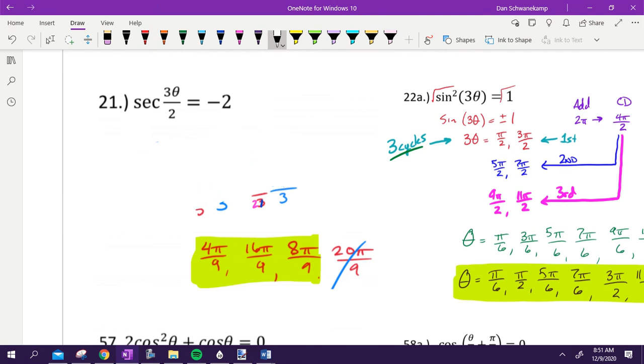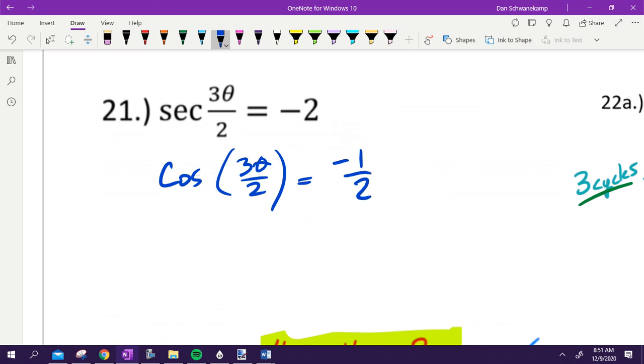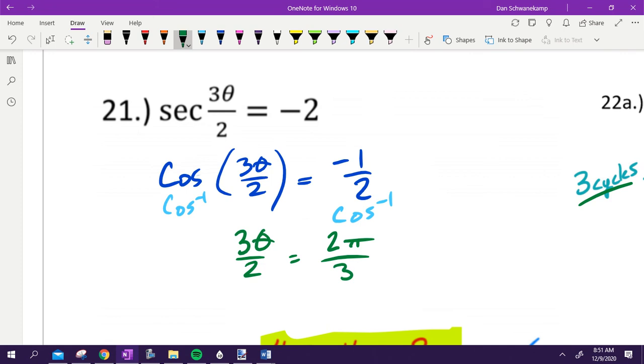So first thing we're going to do is we don't like secant. So if I don't like secant, I could rewrite this as cosine. It seems kind of strange, but when I do the reciprocal and make it cosine, I don't have to take the reciprocal of what's inside the parentheses. It's going to stay 3 theta over 2, and that's going to be equal to negative 1/2. Now we're doing inverse cosine. Where on my unit circle is my x going to be negative 1/2? x is negative 1/2 at 2 pi over 3 and 4 pi over 3.